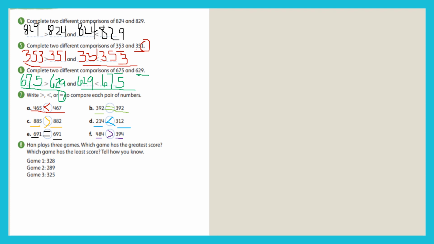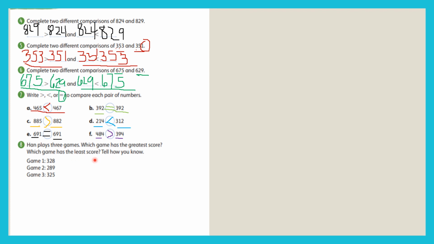All right, last problem. It says, Hans plays 3 games. Which game has the greatest score? Which game has the least score? How can you tell? Now they've given you 3 numbers, boys and girls, and it's a multi-step problem. So look at how they lined this up. Hundreds, tens, ones. Which is the greatest score? Which is the least score?